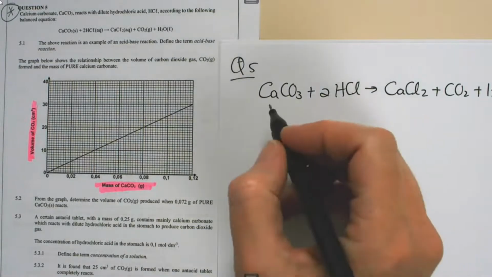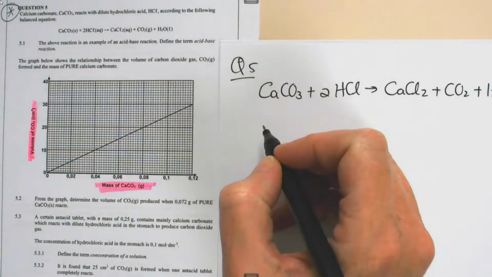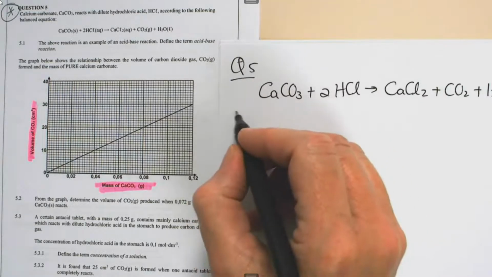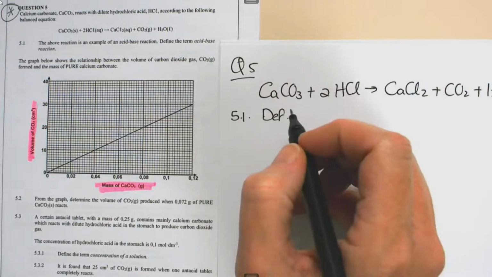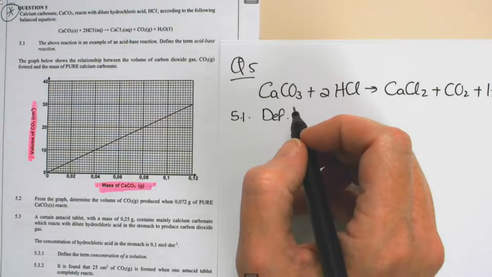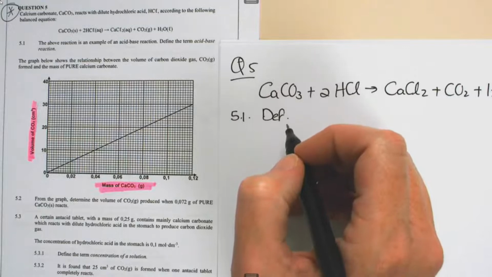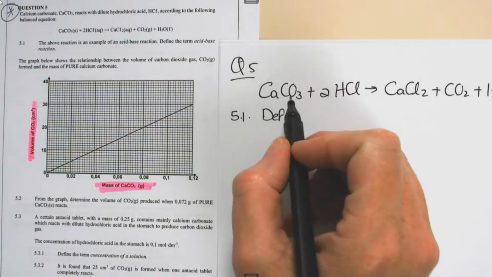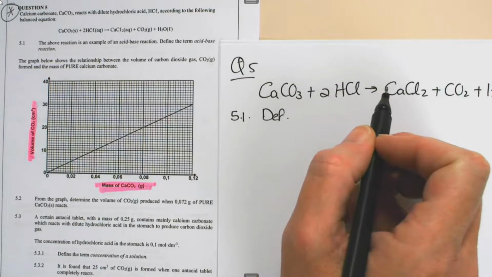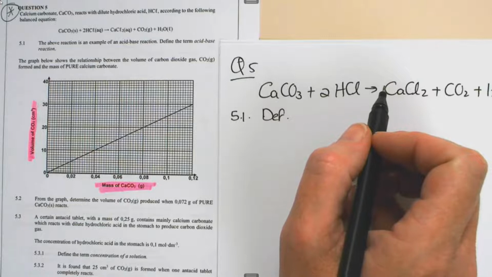The above reaction is an example of an acid-base reaction. Define the term acid-base reaction. Okay, so 5.1, they start with a definition again. So you must make sure you know your definitions. This is already a reaction also in grade 9, where you have a metal carbonate plus an acid gives you a salt plus water plus carbon dioxide.